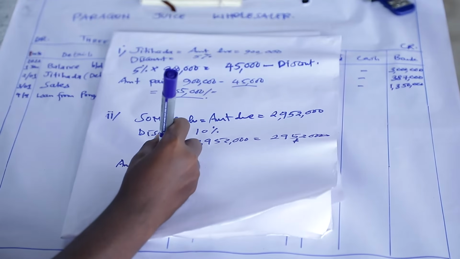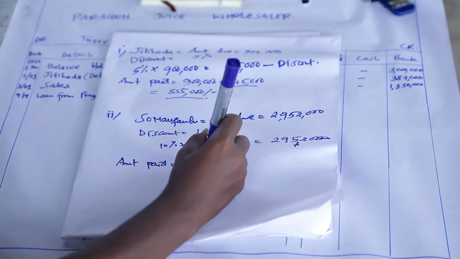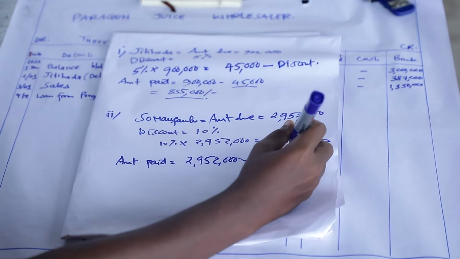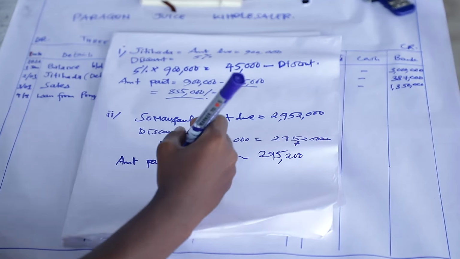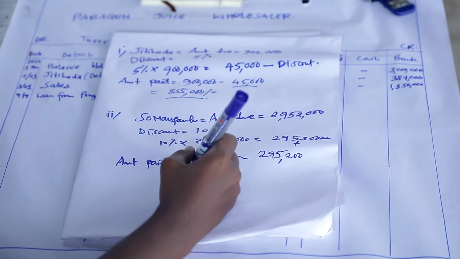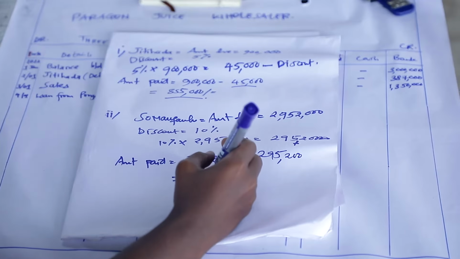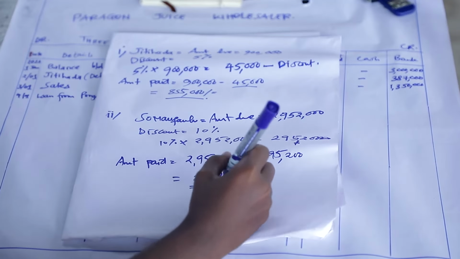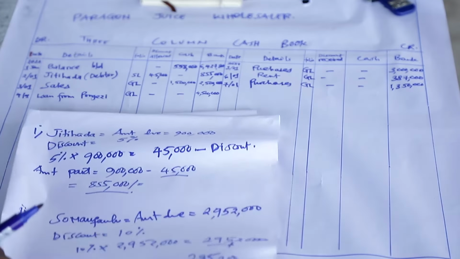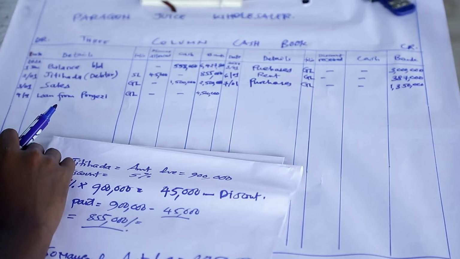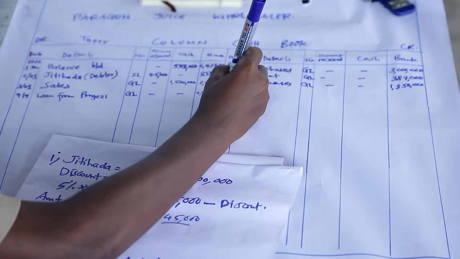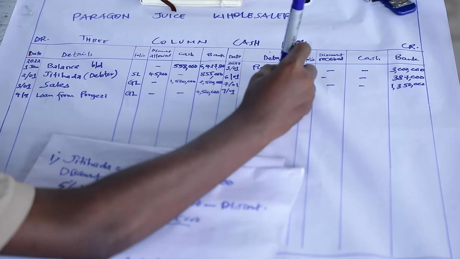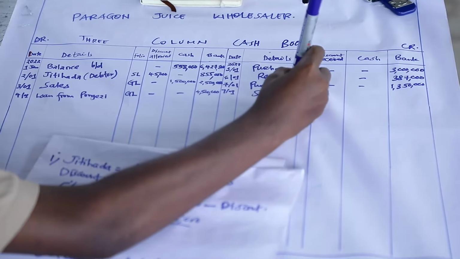So amount paid to Somafaulu will be the difference between 2,952,000 minus 295,200. So hapa difference itakuwa 2,656,800. So hii ndo amount ambayo tumemlipa Somafaulu after kutoa hii discount. So hii itakuwa ni tarehe 9 mwezi wa kwanza, amount paid to Somafaulu. So Somafaulu ambaye ni creditor itarekodi upande wa debit maana tunaenda kutoa hela.